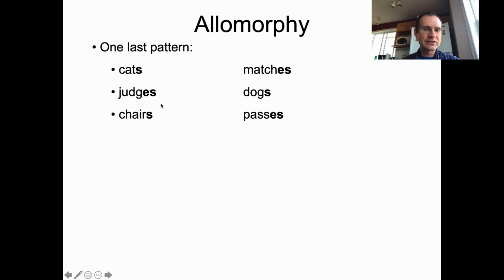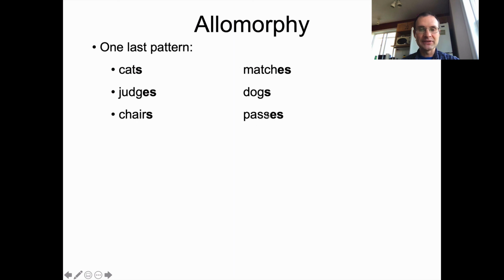Every single one of these words is a single syllable word in the singular form, but some of these add on another syllable when we create the plural and some of them don't. So cats, dogs, and chairs are all one-syllable words in the plural form, but matches, judges, and passes are multi-syllable words. They're two-syllable words in the plural. Why do these guys get an extra syllable?